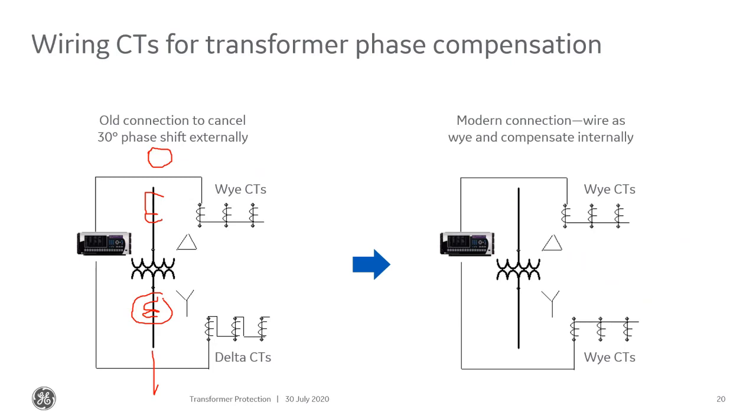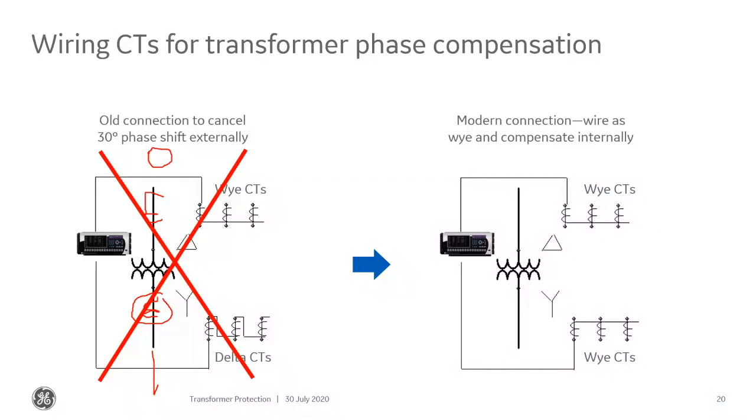Now, the way that we did that back in the day with old electromechanical relays is we would wire the Y side CTs in delta.